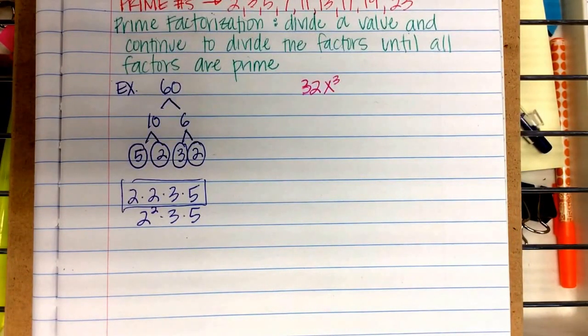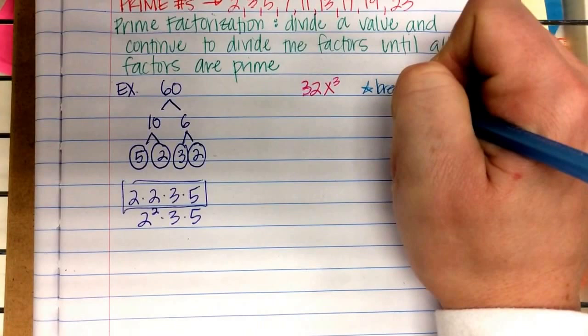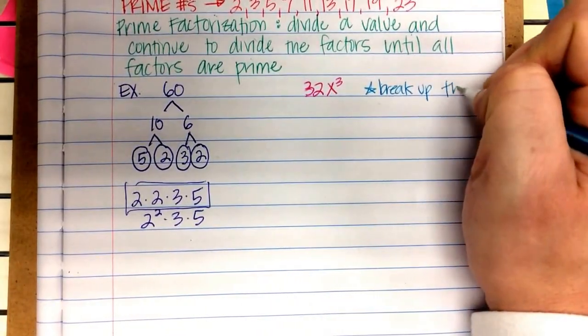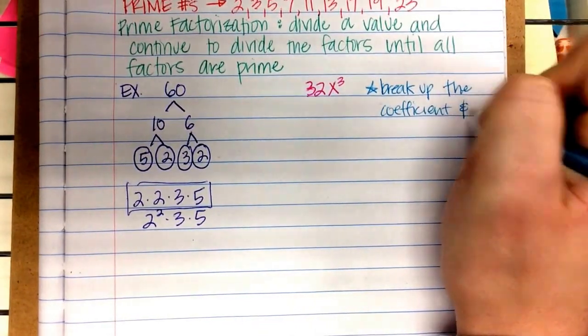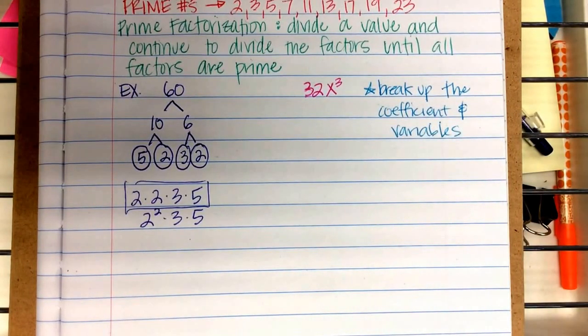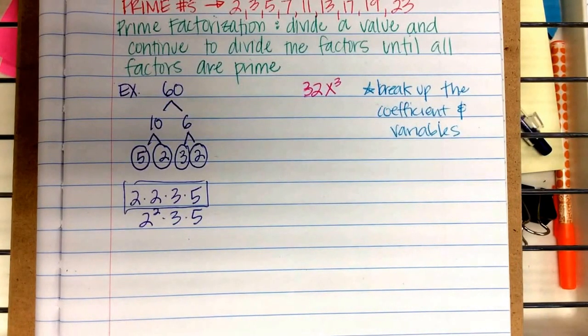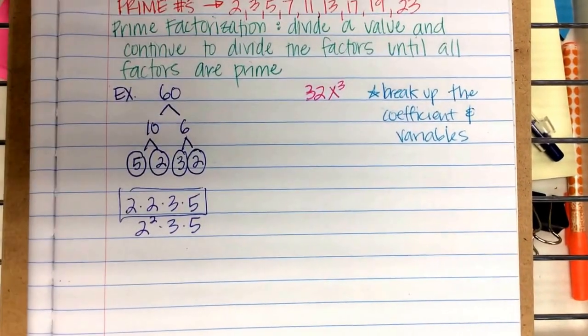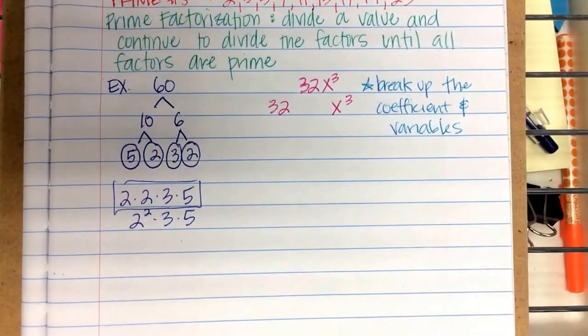Now to do this problem, you have to break up the coefficient and the variables. We have to separate them. You'll get to the point that you may not need to rewrite it separate, but to begin with, writing them with a space between them is really helpful. So I have 32 and I have x to the third.